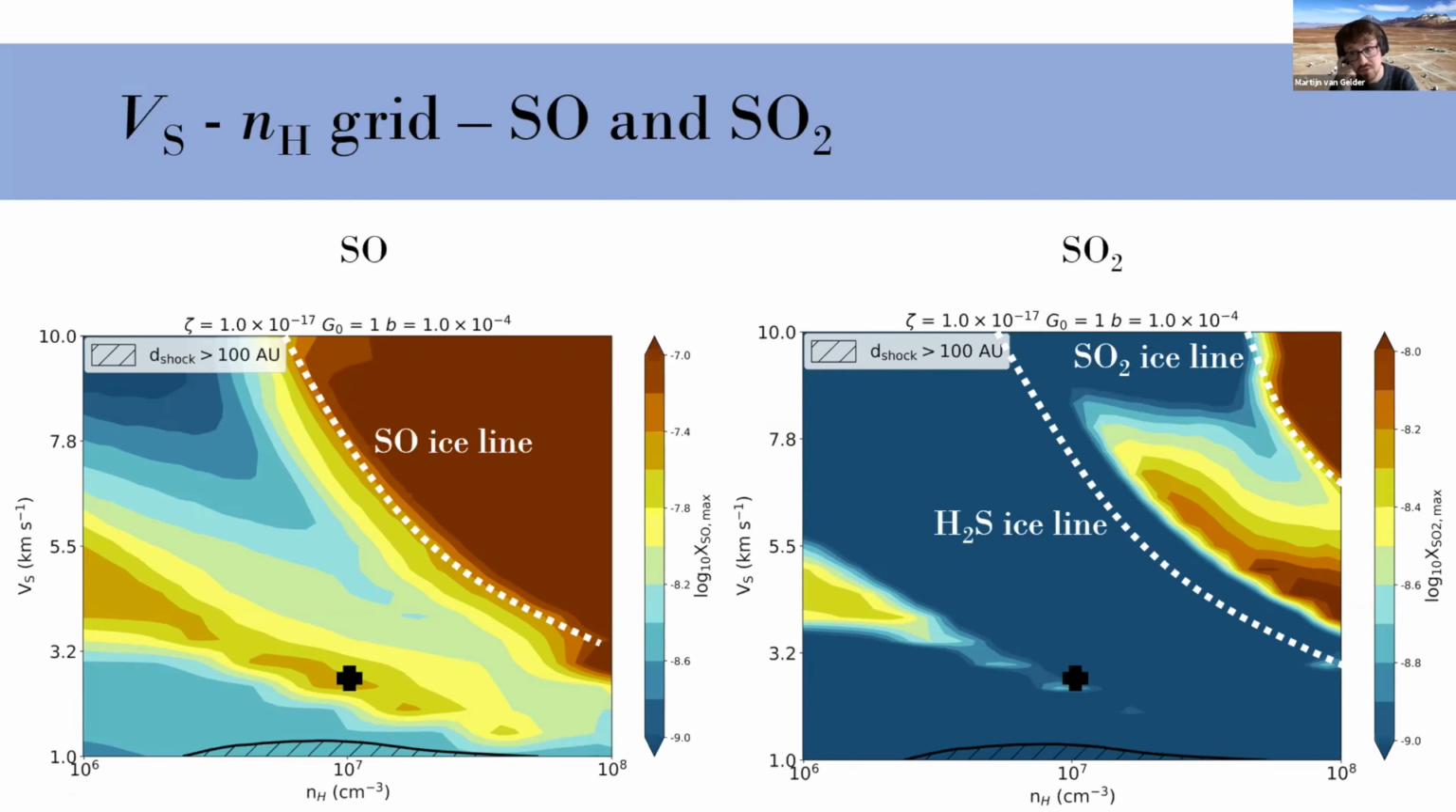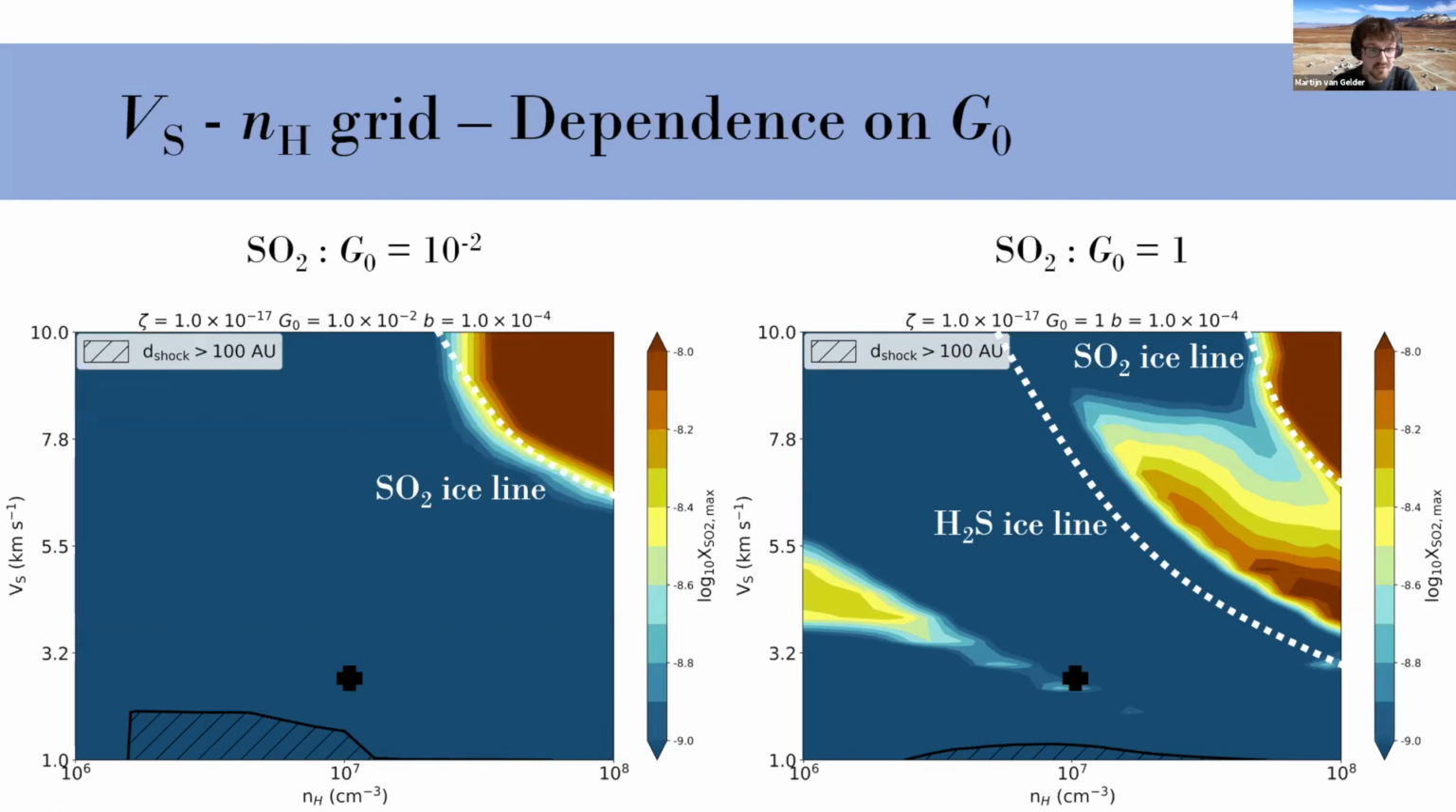So then we also want to test what is the effect of G0. And that's what I'm showing here. The right figure here is the same as I just showed you, but on the left, I'm showing it for a lower G0 of 10^-2. And we see that both gas phase formation waves for SO2 disappear, and a similar pattern is visible for SO. So this formation is apparently, besides temperature, also dependent on G0.